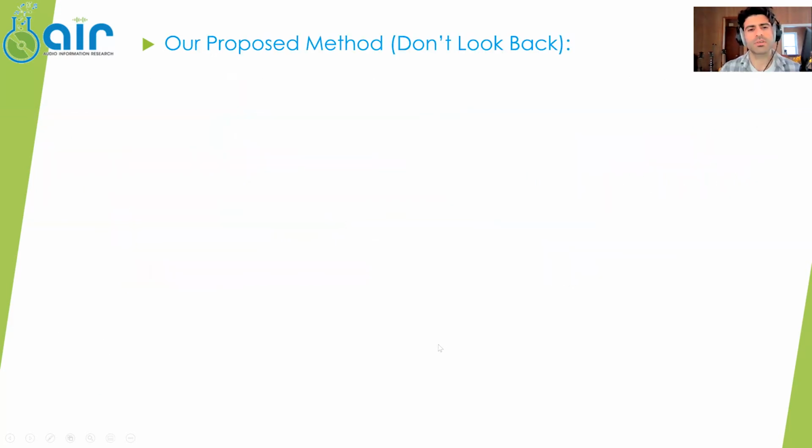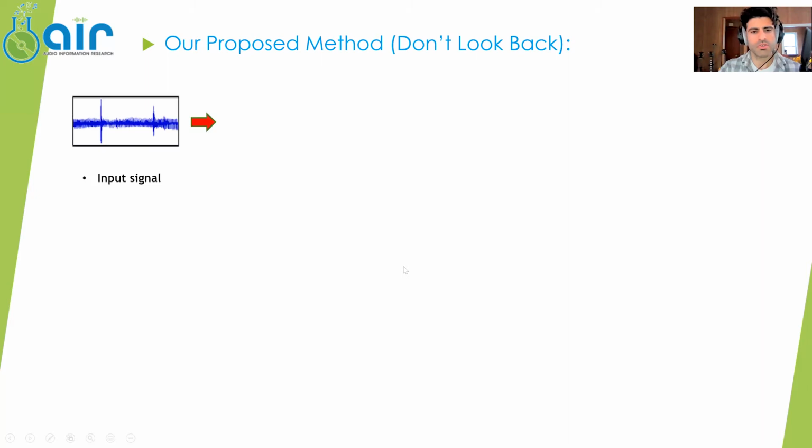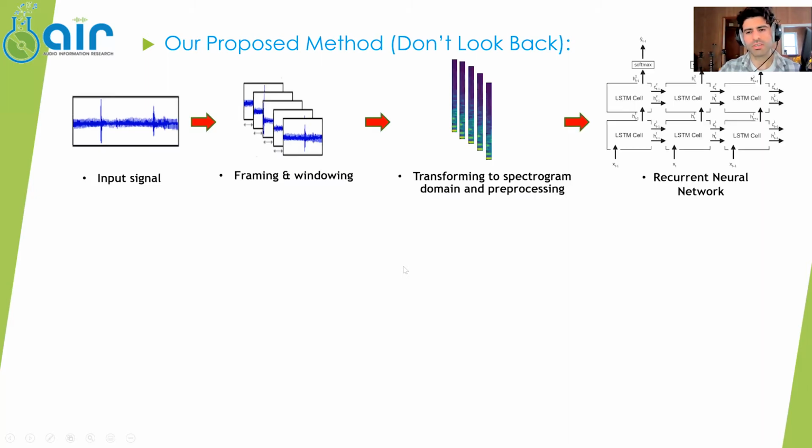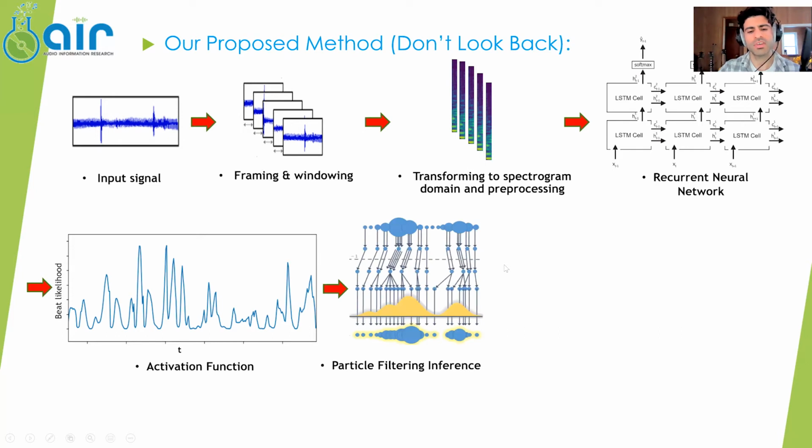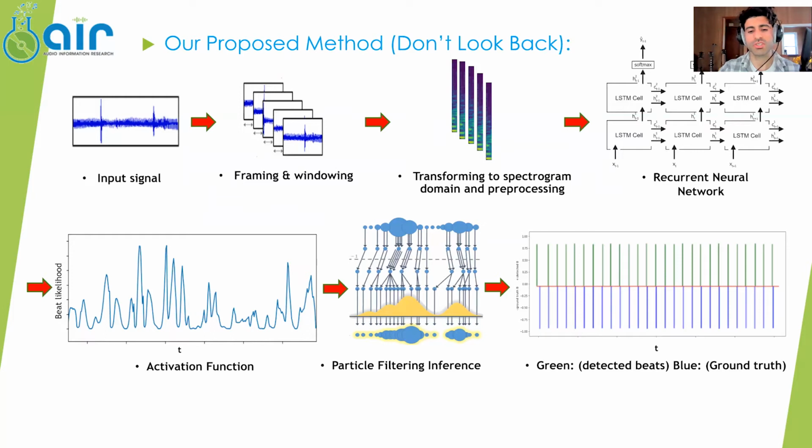So here we'll start presenting our model, which is fully online and doesn't require an initialization window or the moving window trick. So let's get started. As you see, we have the pre-processing unit, and then we feed the spectral features to a unidirectional neural net, and it gives us the activation function, which tells us how likely our current frame is a beat frame. And then we feed it to a particle filtering inference model, and it gives us the beat positions.